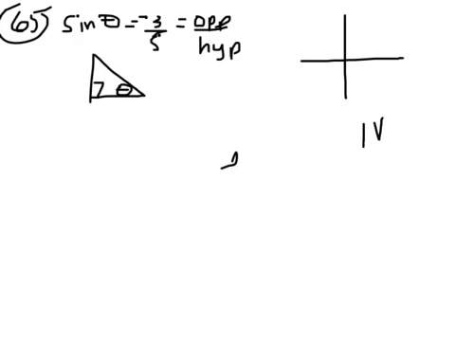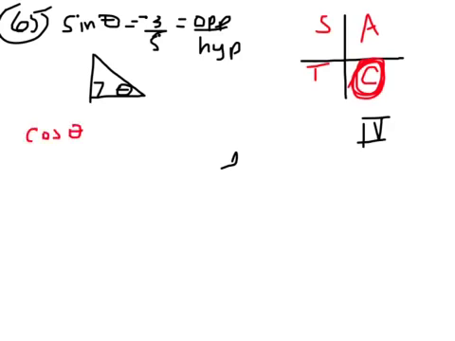They told me it was in quadrant 4, which, if you think about that, all students take calculus. It makes sense that the sine would be negative if it's down here in this quadrant, wouldn't it? Because we know that the sine would be negative in that quadrant. So what they asked us to find was cosine of theta.